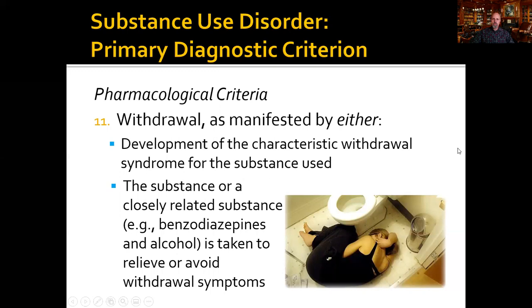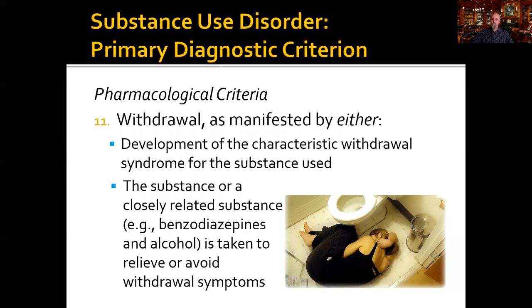The second criterion in the pharmacological category is withdrawal. Withdrawal can be manifested by either of two things. Either the person develops the characteristic withdrawal syndrome for the substance used. Different substances have different types of withdrawals associated with them. The delirium tremens, or the DTs, are associated with withdrawing from alcohol. Severe nausea and sickness is associated with withdrawing from heroin. Wendy goes over the different withdrawal syndromes in the AODS 157 class. But this next one is very important.